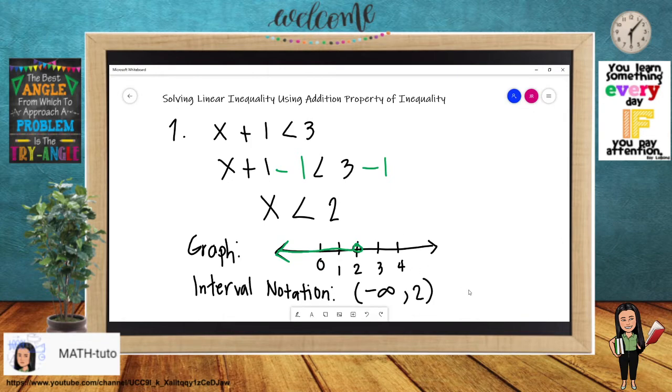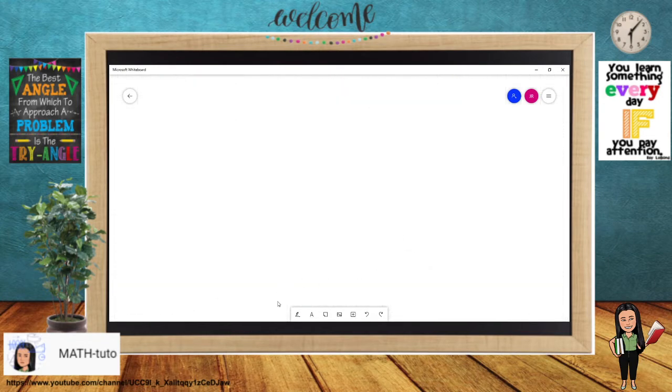Okay, let's have another example. x minus 5 is greater than negative 2. So we have negative 5 on this side. What we do is we add 5 to both sides of our inequality to eliminate 5 here.